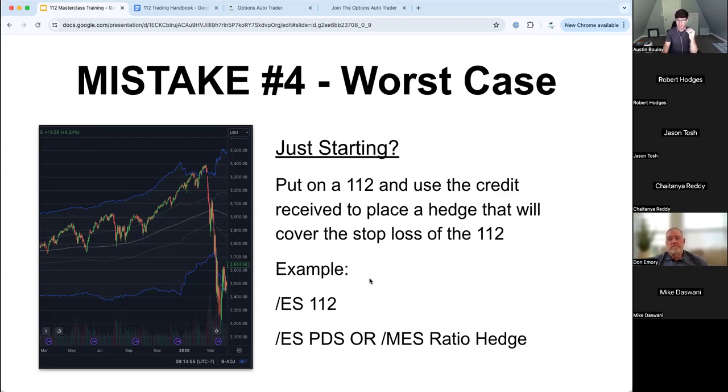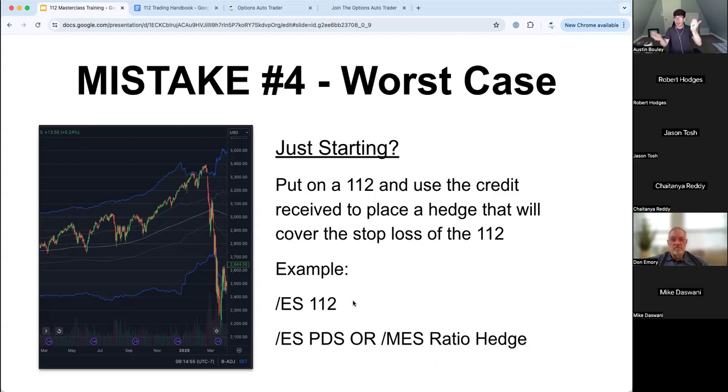So here's my example. If you're currently trading an ES 112, like you just go right now at the end of this training or tomorrow during the market hours, and you put on an ES 112, then go and put on an ES put debit spread in addition to this trade, because a put debit spread will give you about $2,000 to $3,000 of downside protection, and that will cover the risk of this hitting the stop loss. Or you can go to MES, put on a ratio hedge, and that will give you about as much protection as this hitting a stop loss would.